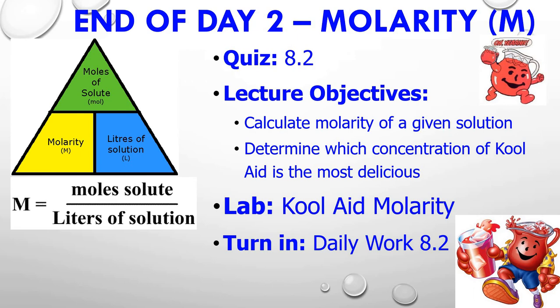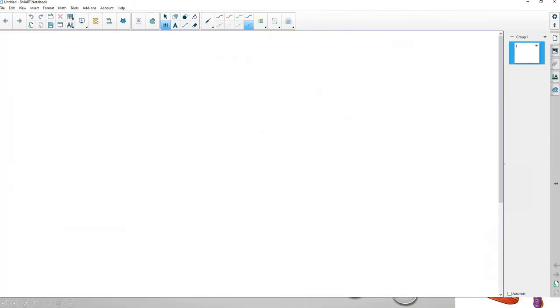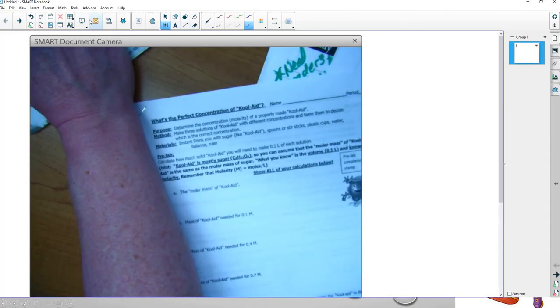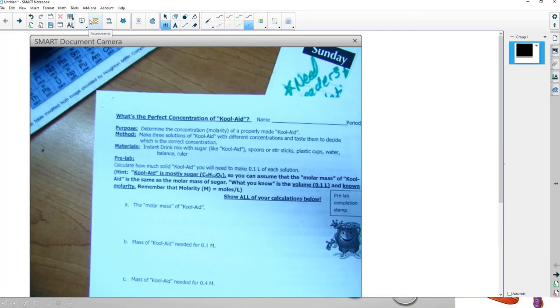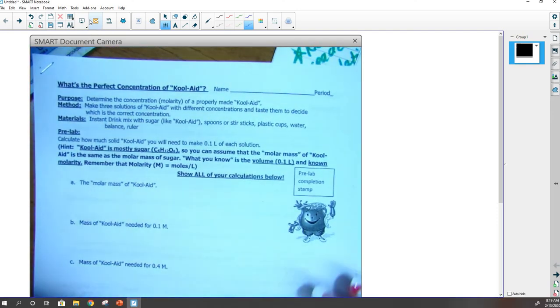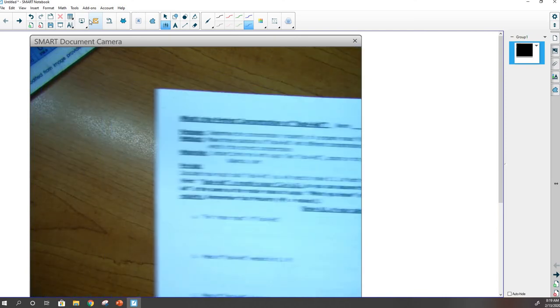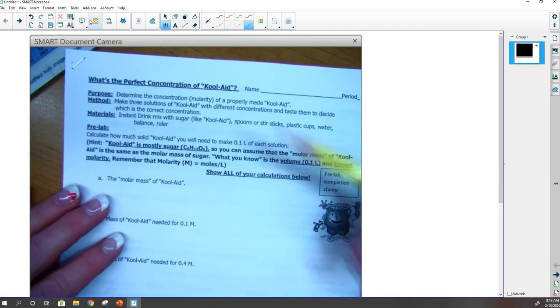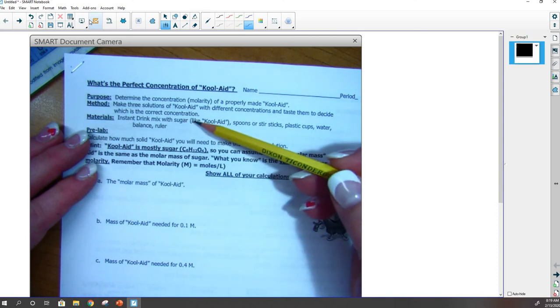So let me go over the actual paper with you. You have your Kool-Aid in front of you, and I'm going to project it so you can see it too. All right, so what's the perfect Kool-Aid? This is where we're at. The purpose is to correctly find the concentration of Kool-Aid that is correct. We're going to be using an instant drink mix with sugar.